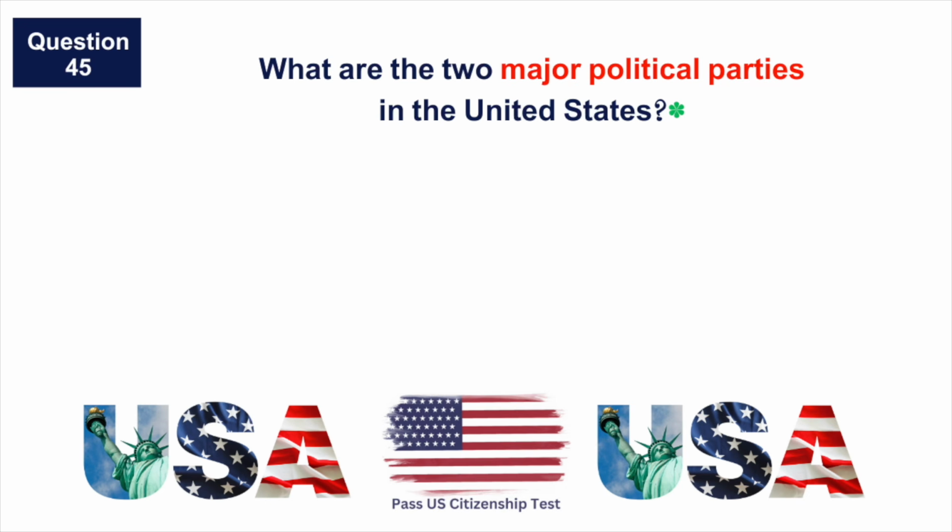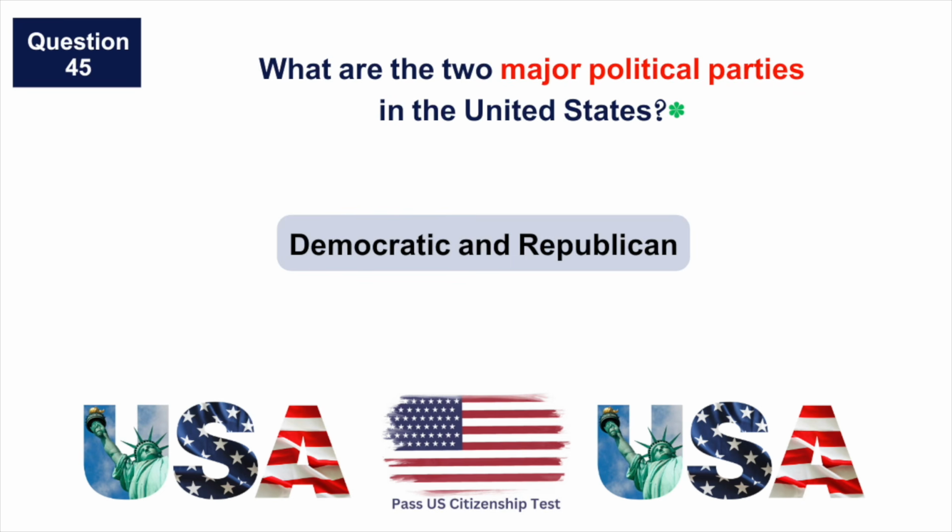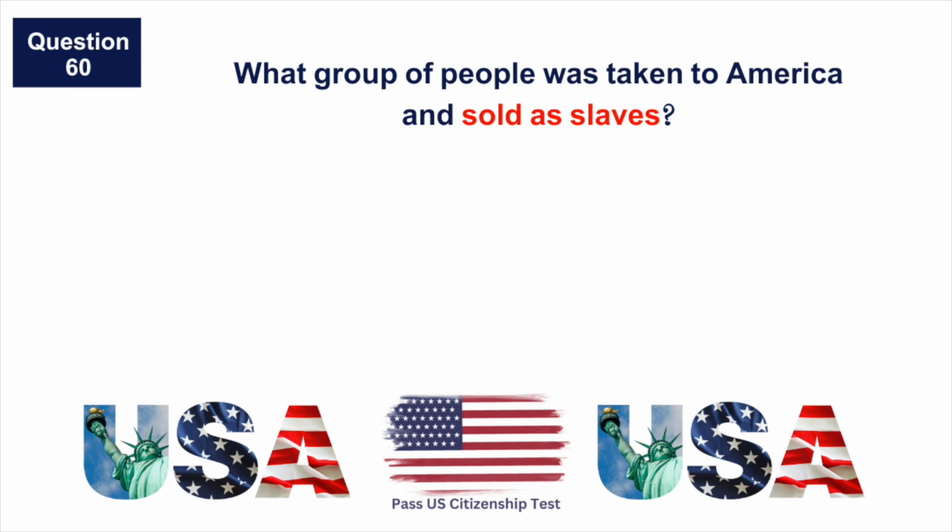What are the 2 major political parties in the United States? Democratic and Republican. What group of people was taken to America and sold as slaves? Africans.